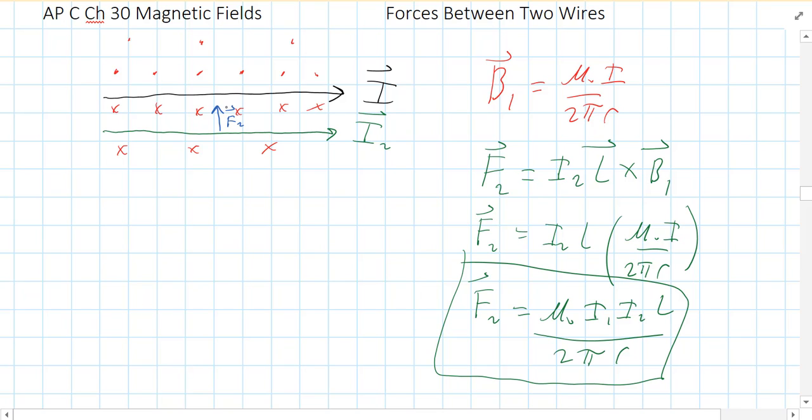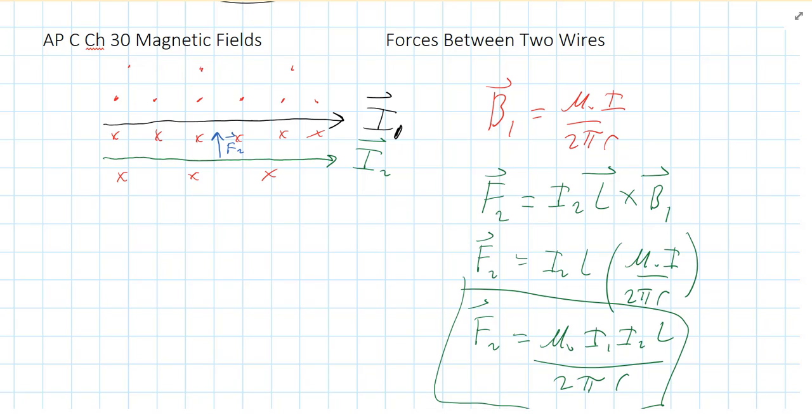Now, if you were to repeat this process for I1, and I'll put an I1 there for us. There's your I1. You would get the exact same answer, okay? In other words, F1 would point down, and it would be the exact same magnitude. These would be equal and opposite forces. Does that sound familiar? It's Newton's third law, right? If I1 pulls on I2, I2 pulls on I1, and you would get the exact same answer here, okay?